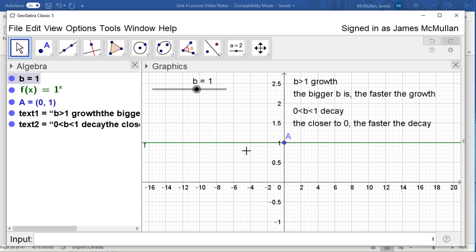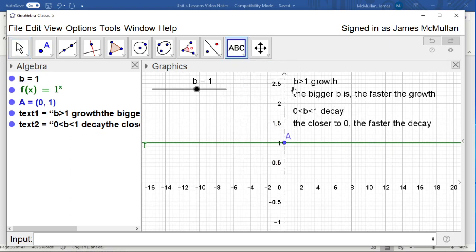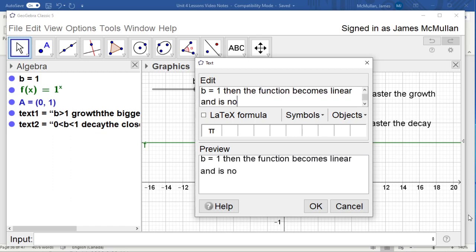And since a flat line is not an exponential function, i.e. it does not display exponential growth nor exponential decay, rather it is a linear function that is just flat, we say when b equals 1, it's not really an exponential function. It's only considered exponential if b is either bigger than 1 or in between 0 and 1. So if b equals 1, the function becomes linear and is no longer exponential.